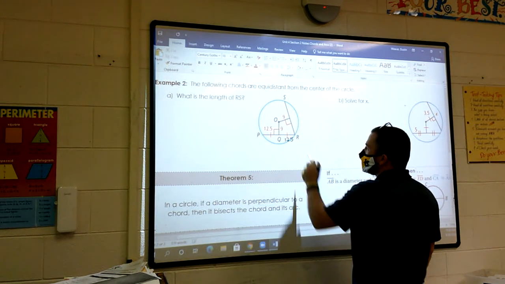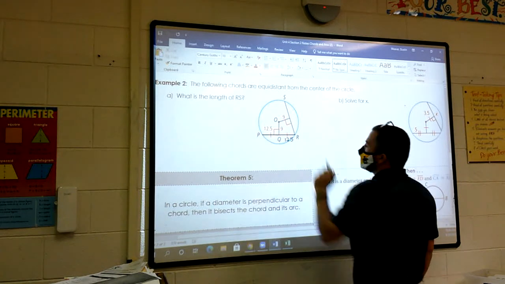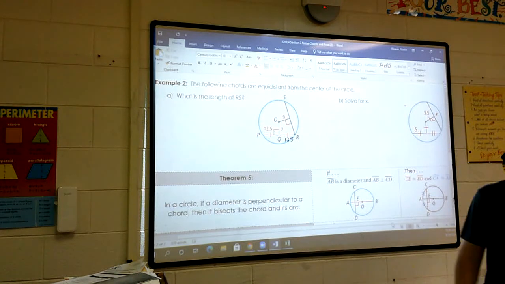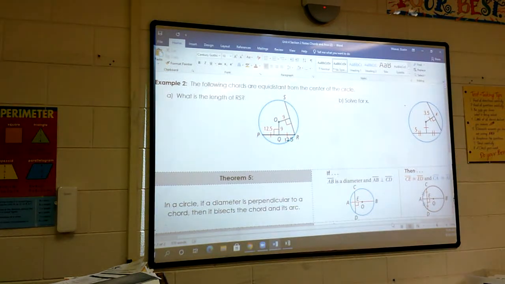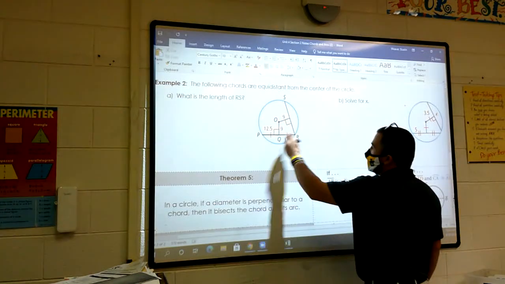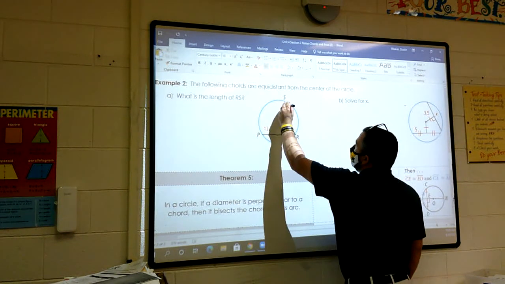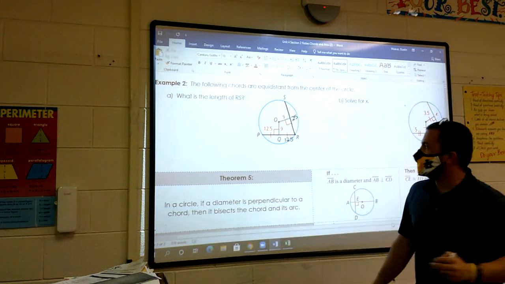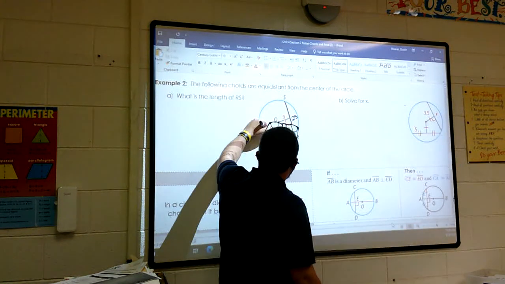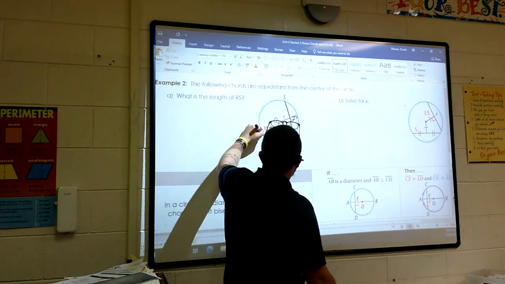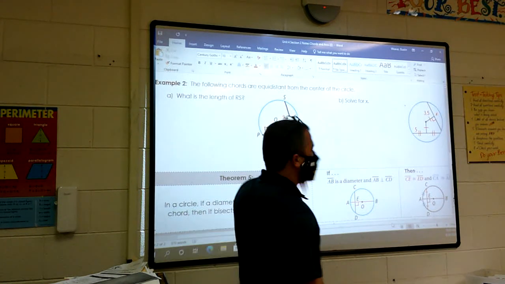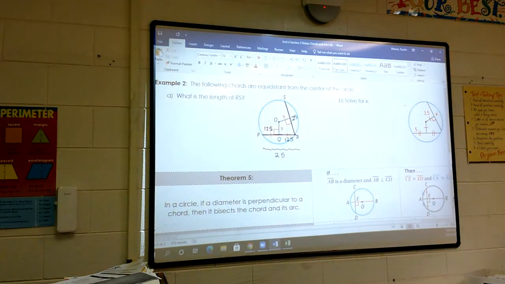So this whole line is what? 25. Yeah, so P to Q is 12.5 and Q to R is 12.5. All the way across is 25. So if P to R is 25, then that means R to S also has to be 25. Okay? So they're the same length. So this one is 12.5 and 12.5, so that's 25 the whole way across. And then that one also is 25. So that helps answer your question there.